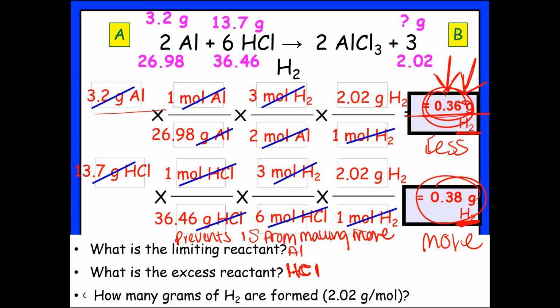And because aluminum is going to be our limiting reactant, how many grams of H2 are actually going to be made? It's kind of like our pieces of bread. Like we ran out of pieces of bread and we can't make any more sandwiches. So how many sandwiches are actually being made?